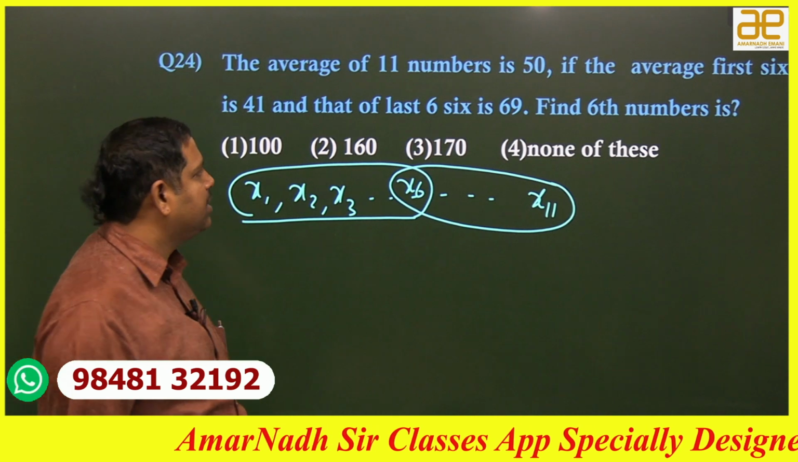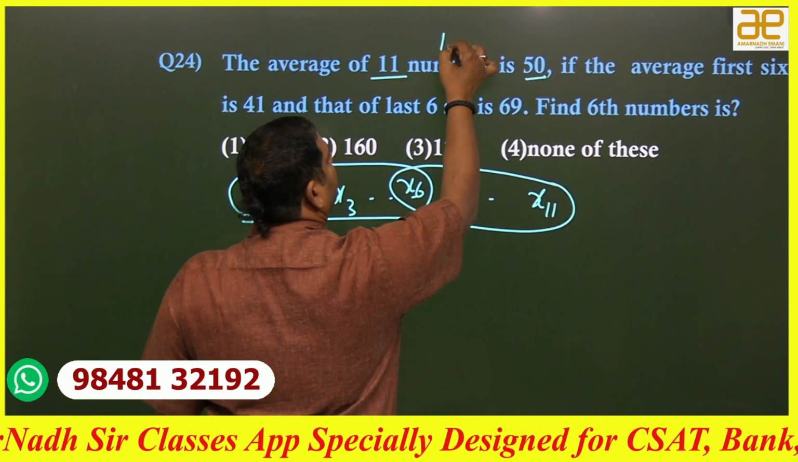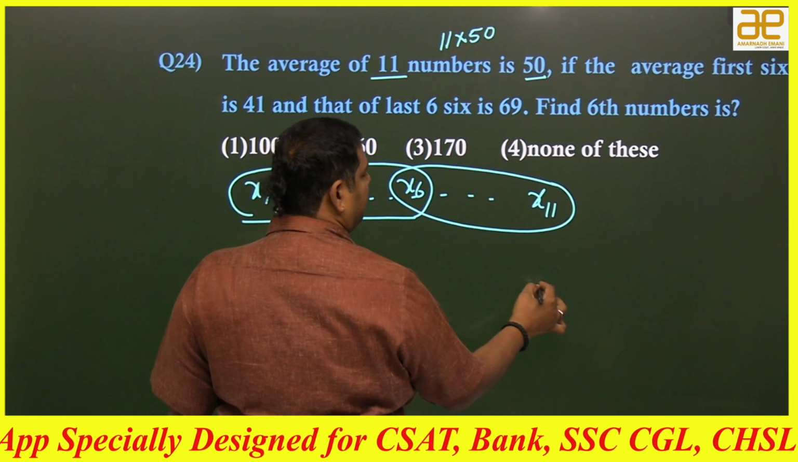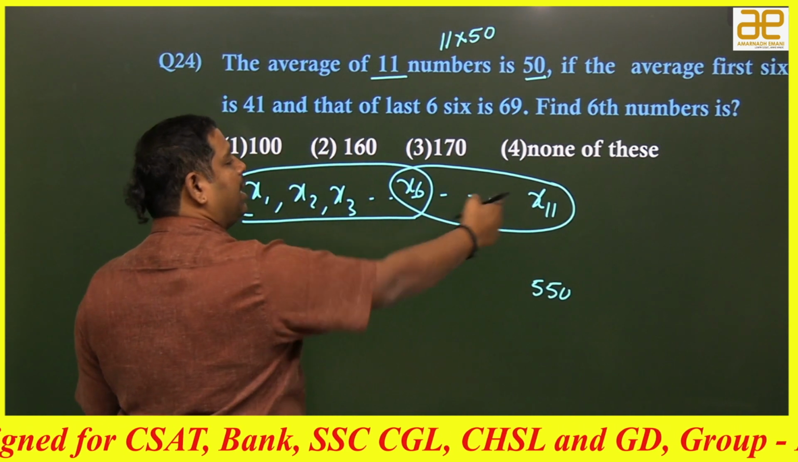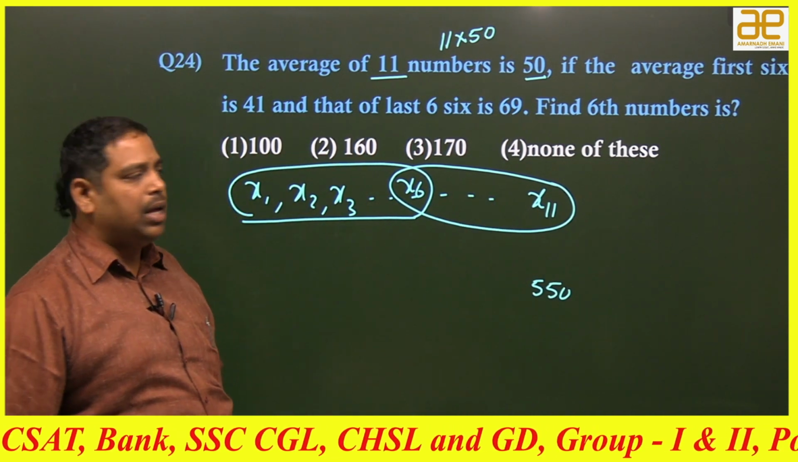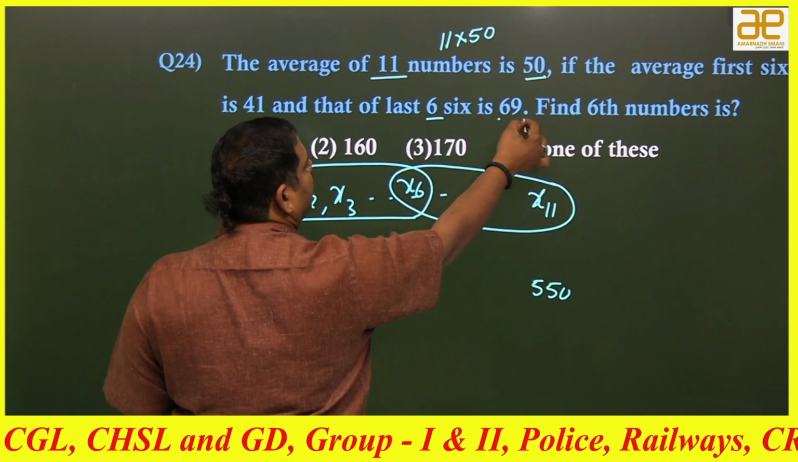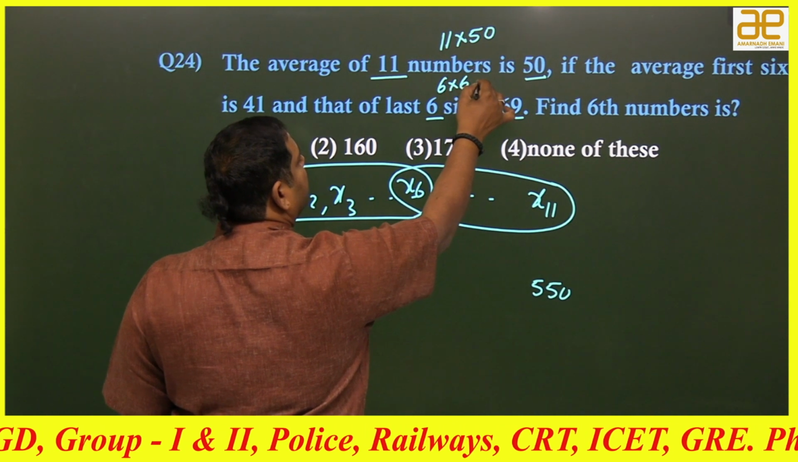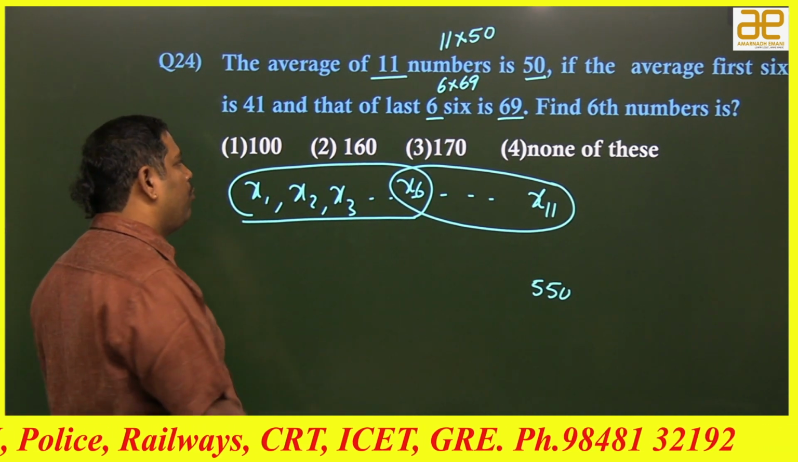What I will observe is 11 numbers average is 50. I am going in a conventional manner. So 11 numbers total is 11 into 50. What do you say? It is 550. This is the sum of all the numbers. The average of the last 6 numbers is 69, which means the sum of those 6 numbers is 6 into 69. Okay. 6 into 69 means 414.